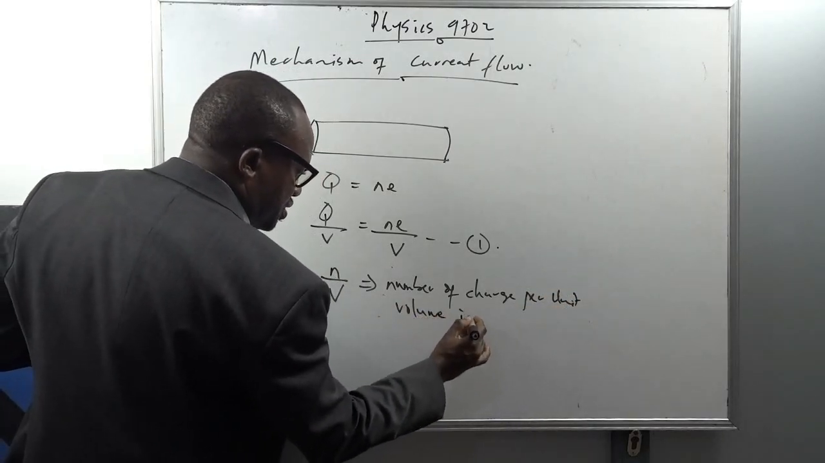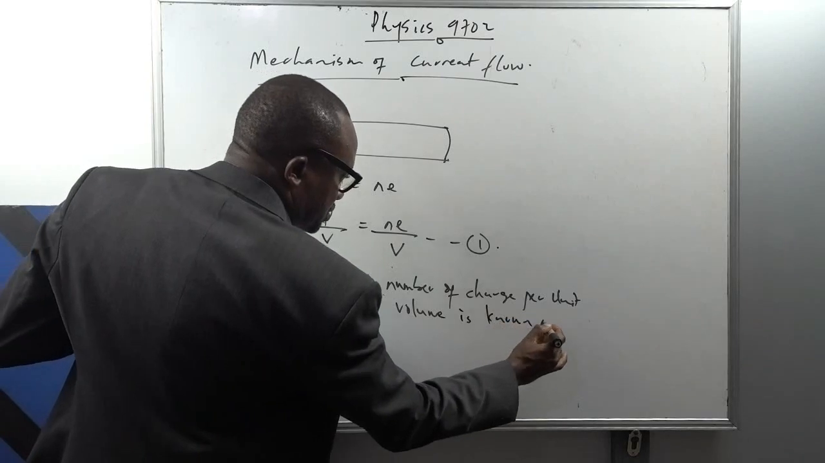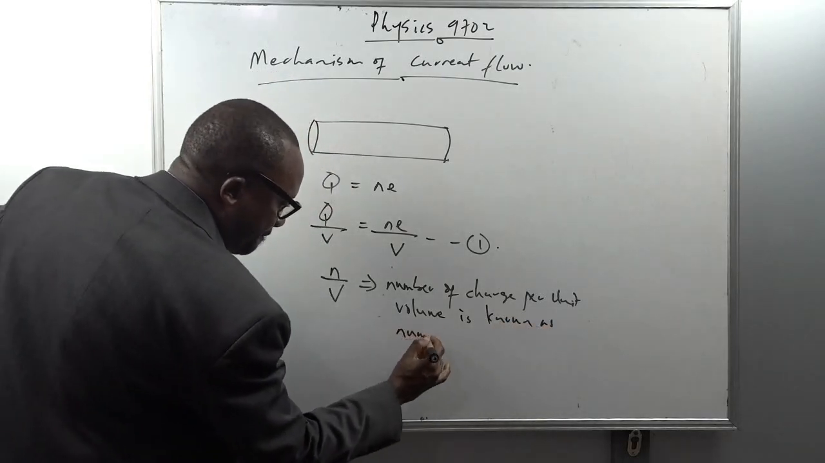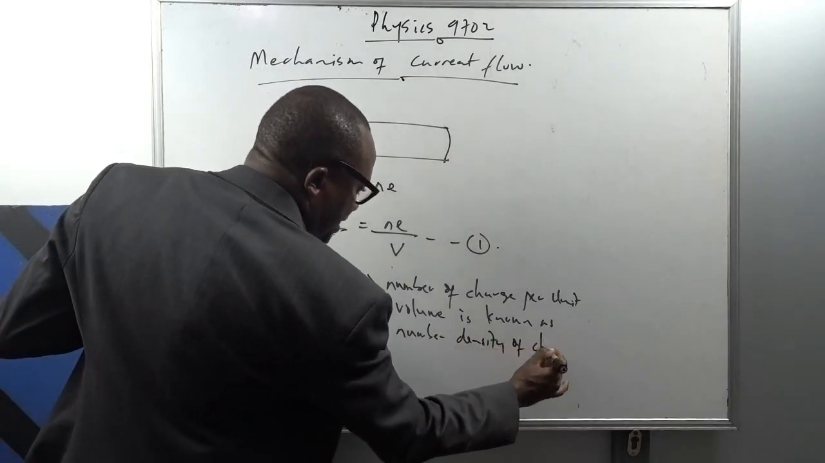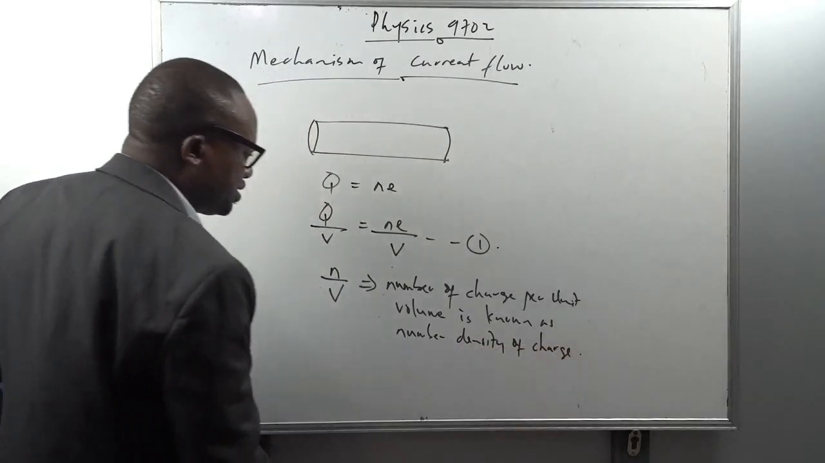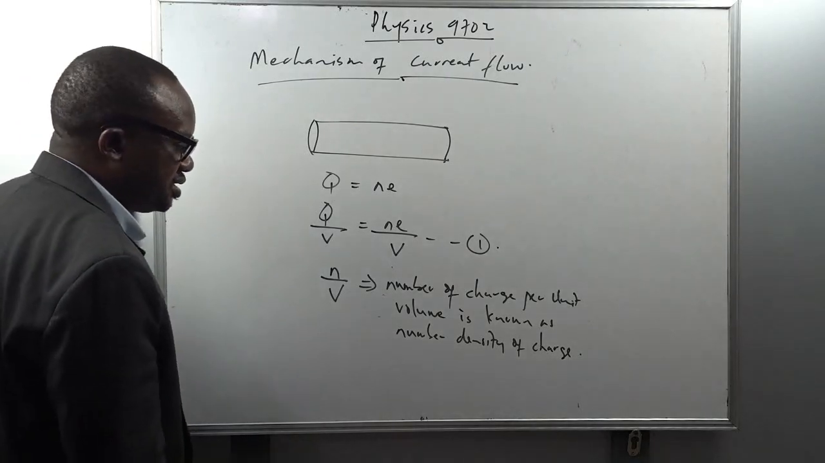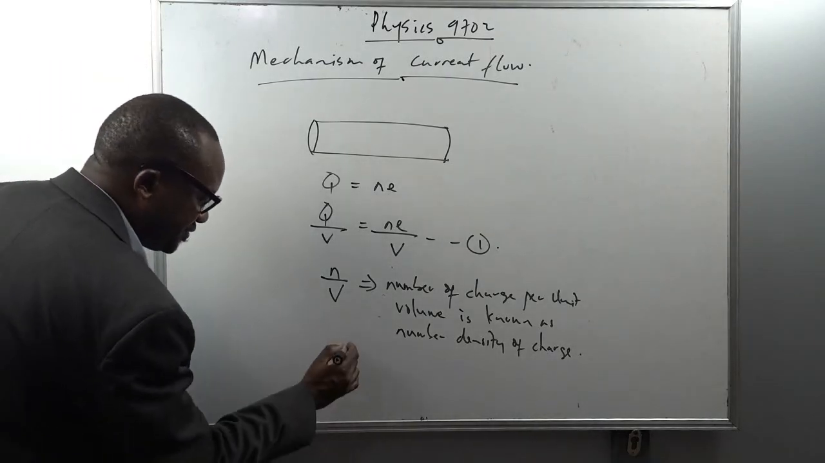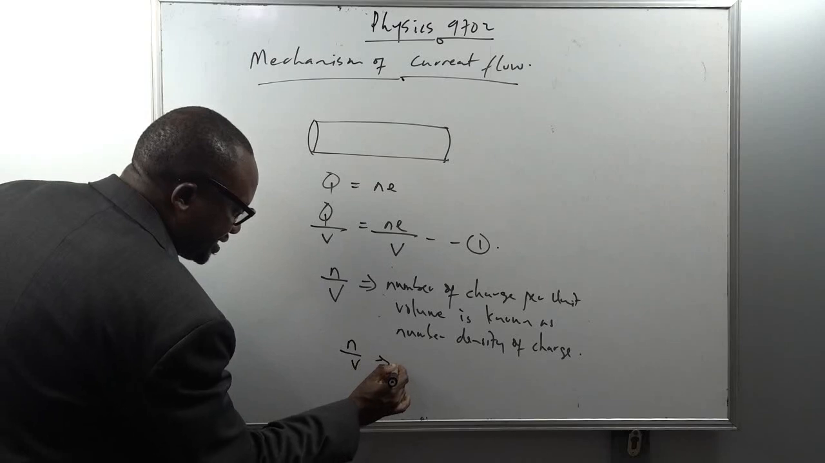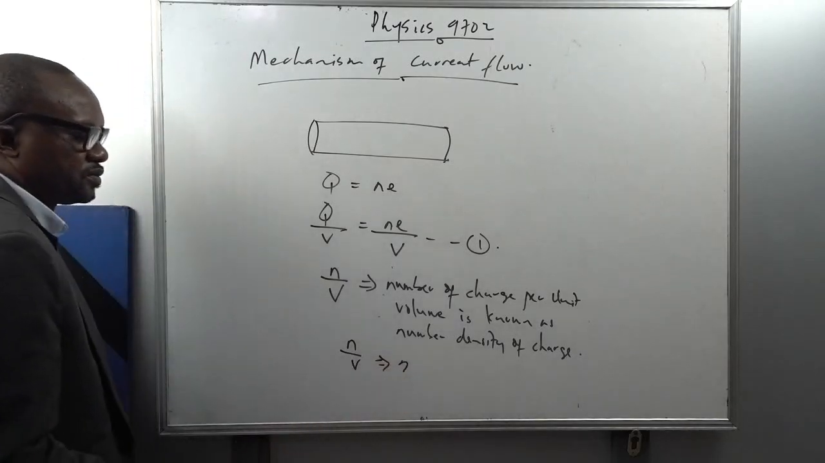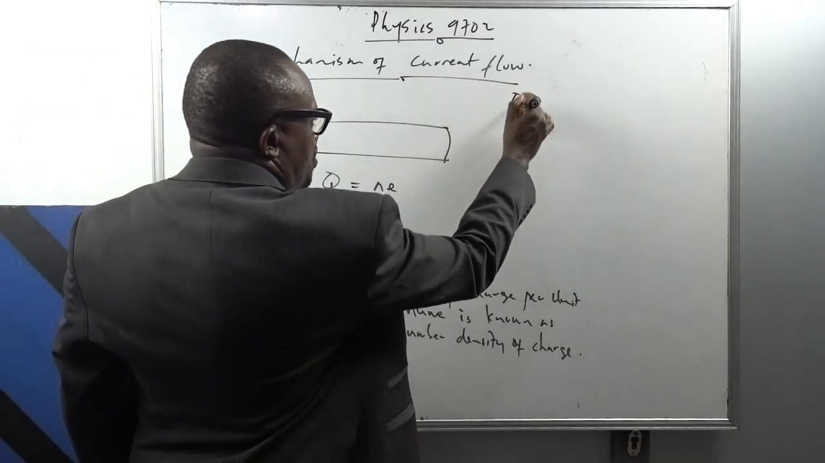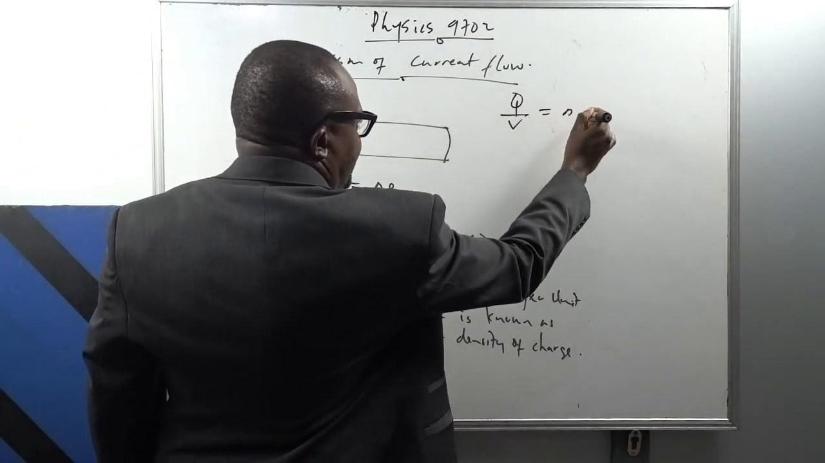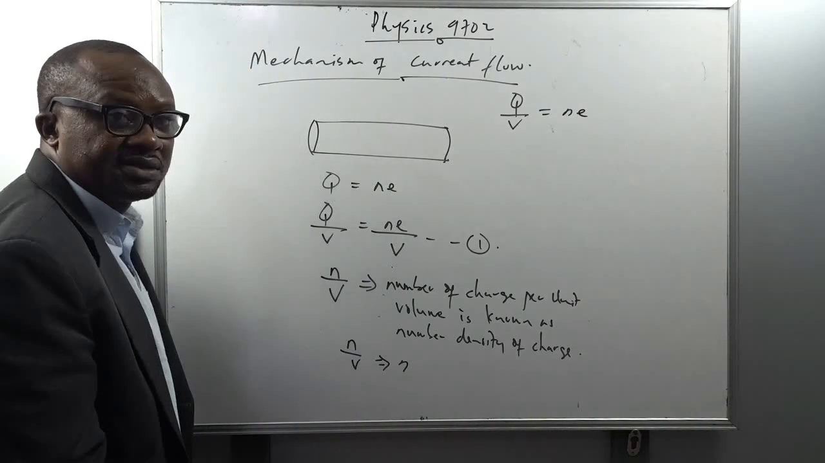Per unit volume is known as number density of charge, and it is represented with this letter, slanting n. So I can then replace n over v here. So I have q over v is equal to number density multiplied by the elementary charge.